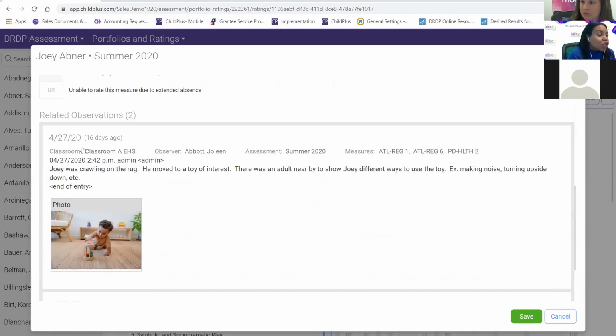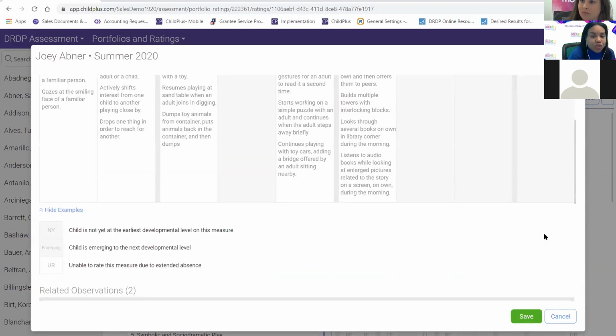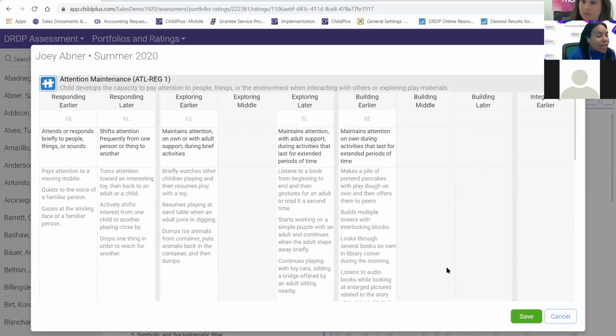And it says, Joey was crawling on the rug. He moved to a toy of interest. There was an adult nearby to show Joey different ways to use the toy. For example, making noise, turning it upside down, etc. And there's our wonderful little photo of Joey. So let's scroll all the way back up and take a look now at our different developmental levels.